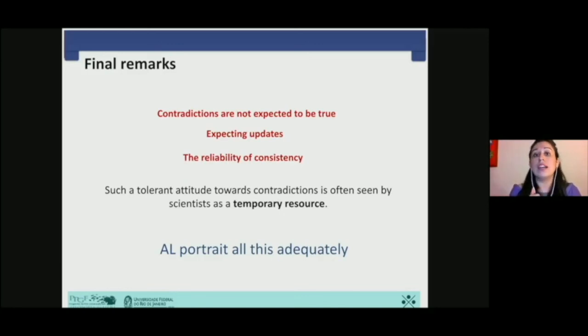We also need to have room for updates, for changing the information that we were entailing at the beginning. So we need non-monotonicity in this sense. And adaptive logics are going to be good at this as well. The reliability of consistency, we also need that. And we need a tolerant attitude towards contradiction to be possibly seen as a temporary resource. And adaptive logics will give us the whole picture. So I do believe that adaptive logics are an excellent tool for portraying all this adequately.